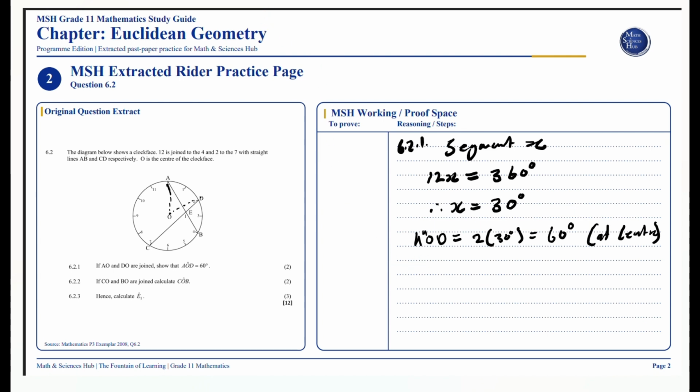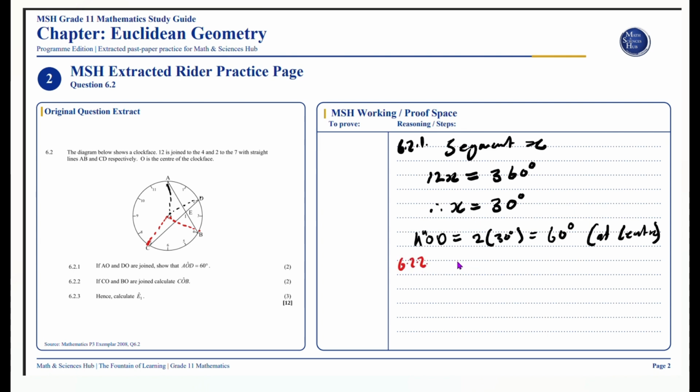And then let me change the color. The second question says in 6.2.2, if CO and BO are joined, calculate angle COB. If CO and BO are joined, calculate angle COB, that angle right there at the center.